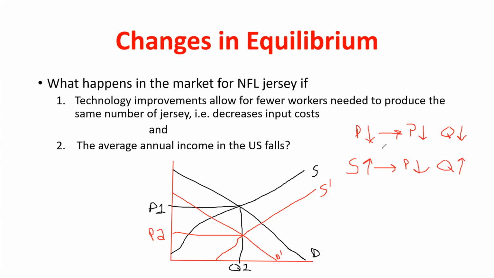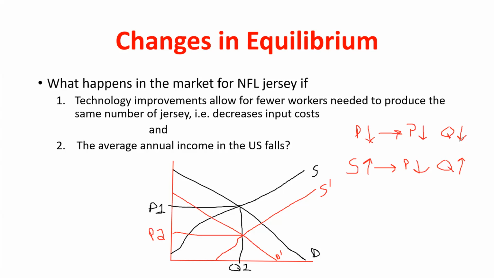So if we have these two things happening at the same time, we can see they're both pushing price down. So if both of them occur, we know the new equilibrium price has to be lower. However, because they're pushing quantities in opposite directions, if these changes both occur at the same time, we don't know what's going to happen to quantity unless we have an idea about the relative size of those shifts. Okay? Any questions on that?